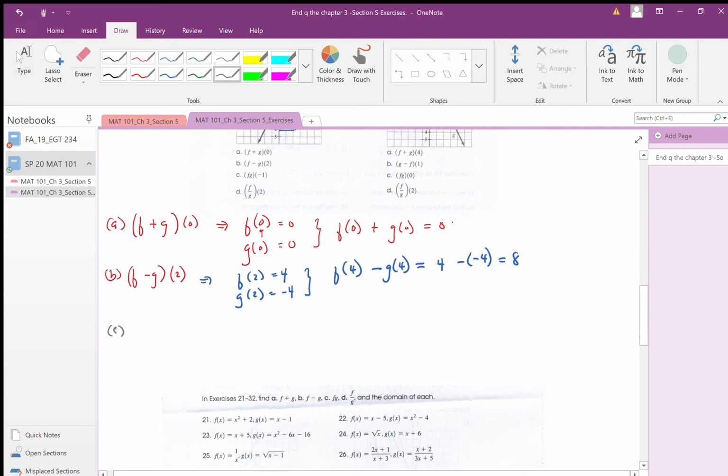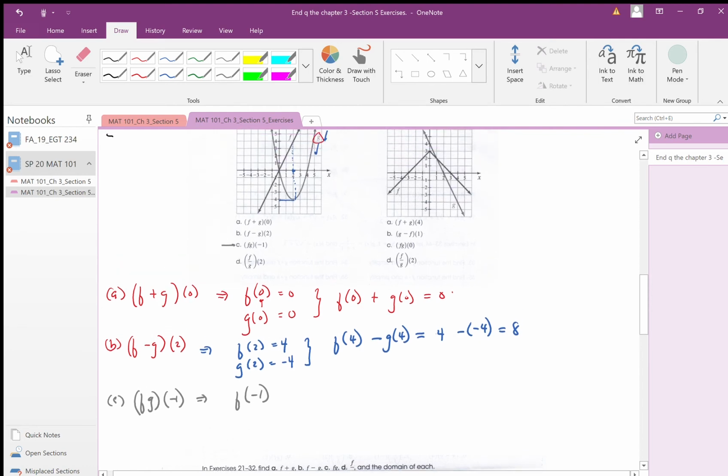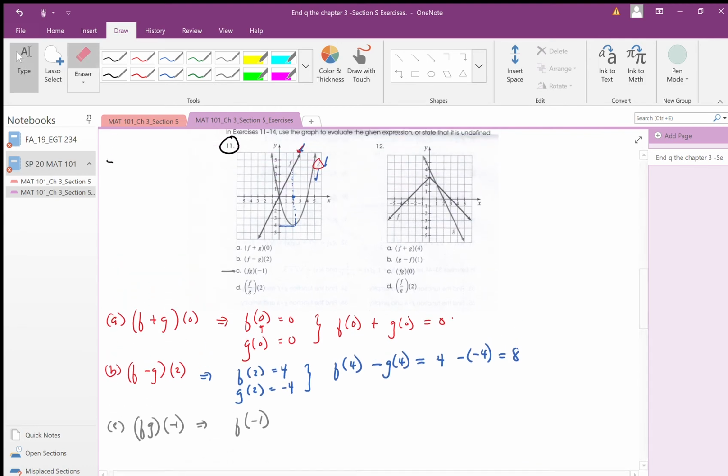Okay, I'm going to go to C. Our C values right here, and I'm looking for the product of f and g of negative 1. So when f has an x value of negative 1, I'm looking at my f graph, and I'm looking for negative 1. I'm at negative 1 right here. I come down, and that value is going to be negative 2. The y value is negative 2.